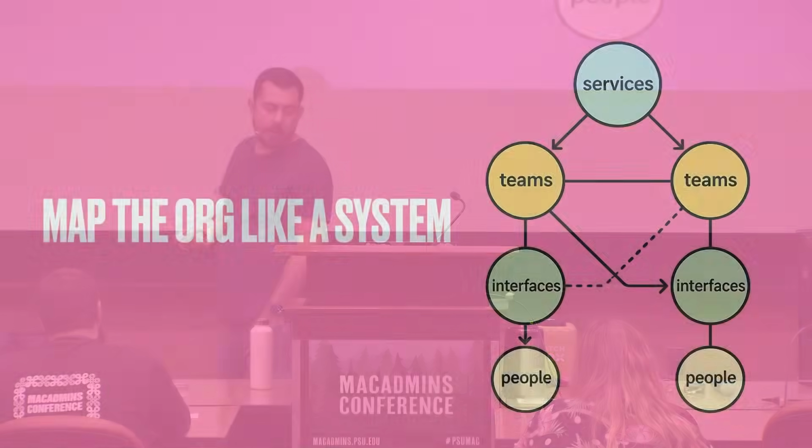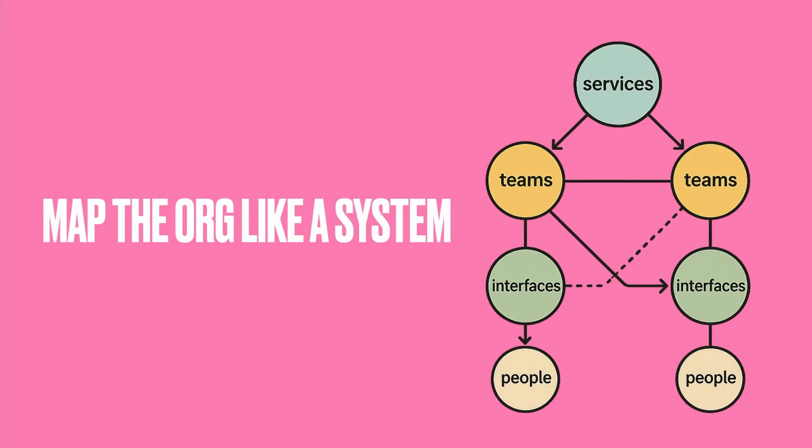So I like to think about the org the same way I think about system architecture. Every team's a service. People are the interfaces. There are dependencies, there are data flows. And let's be honest here, there are bottlenecks.